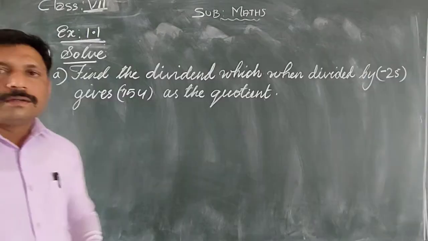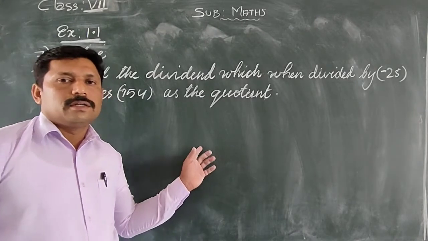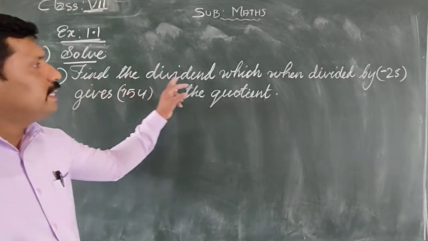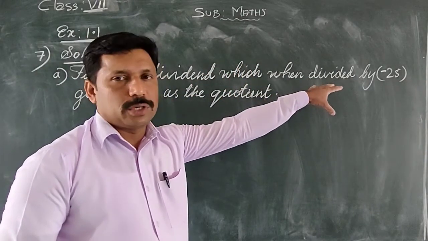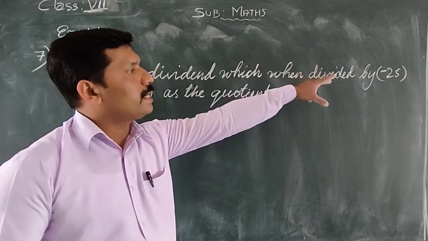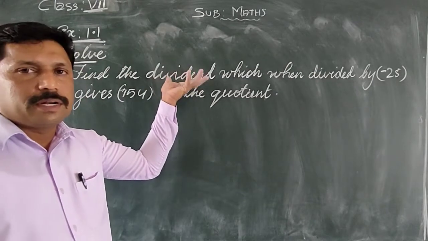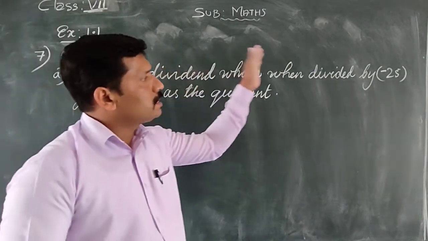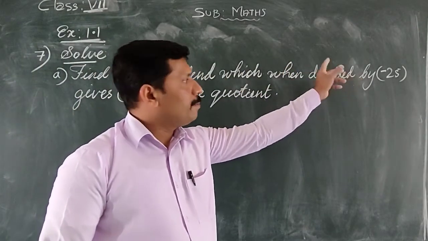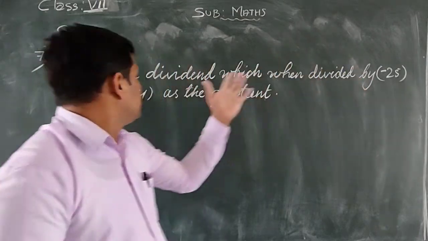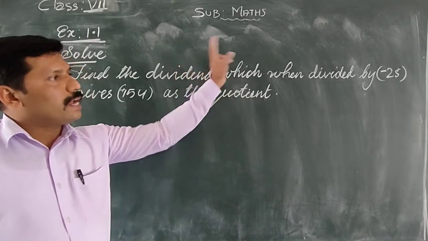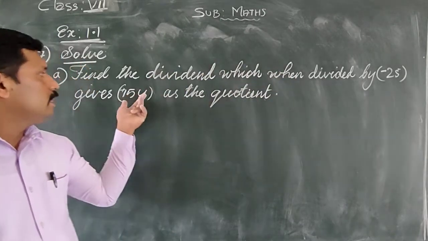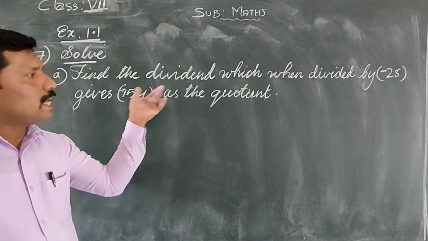Okay. Now we solve the 7th question. The question is, find the dividend. One number is divided by negative 25. We don't know which number the dividend is. That number is divided by negative 25, so this is the divisor, and it gives 154 as the quotient.